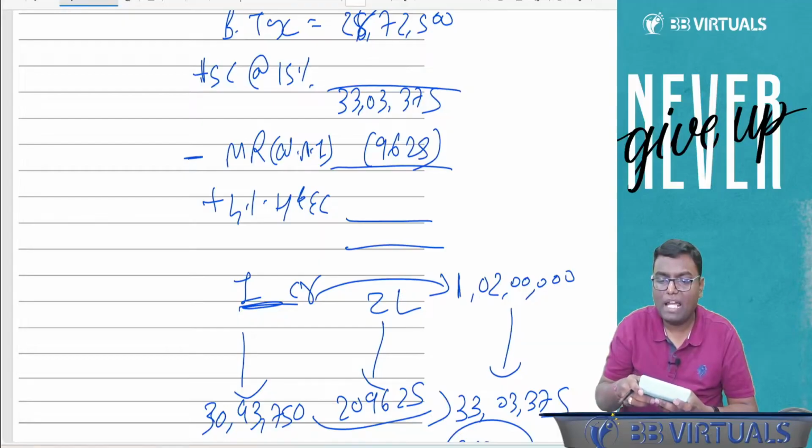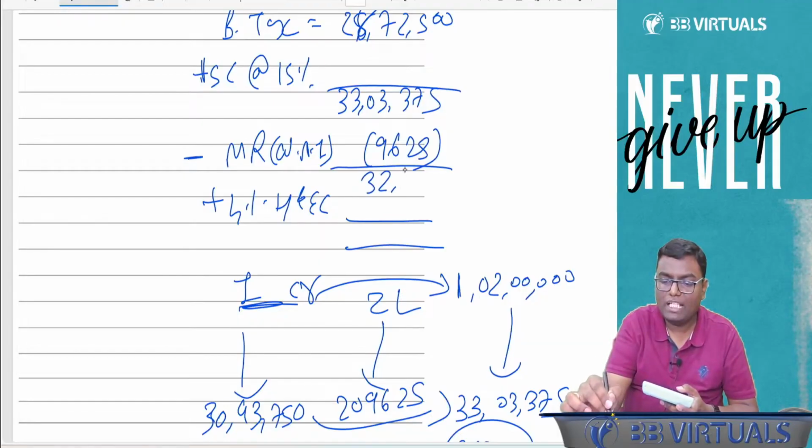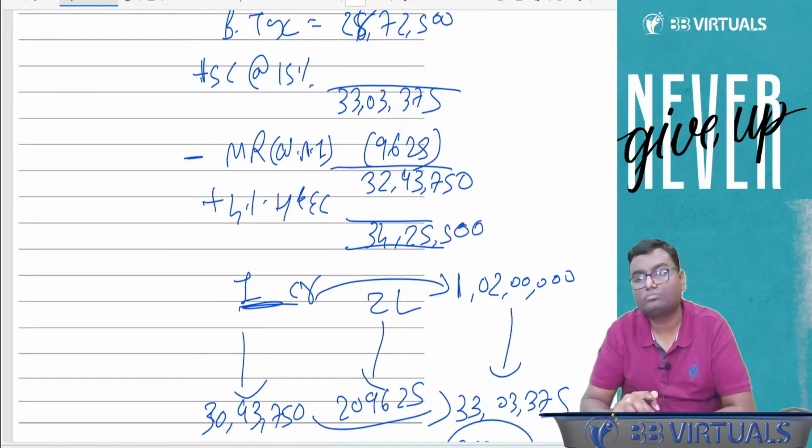So how much will be the balance over here? If I deduct 9625, it will be 32 lakh 93,750. And plus I have to add 4% cess, 34 lakh 25,500.